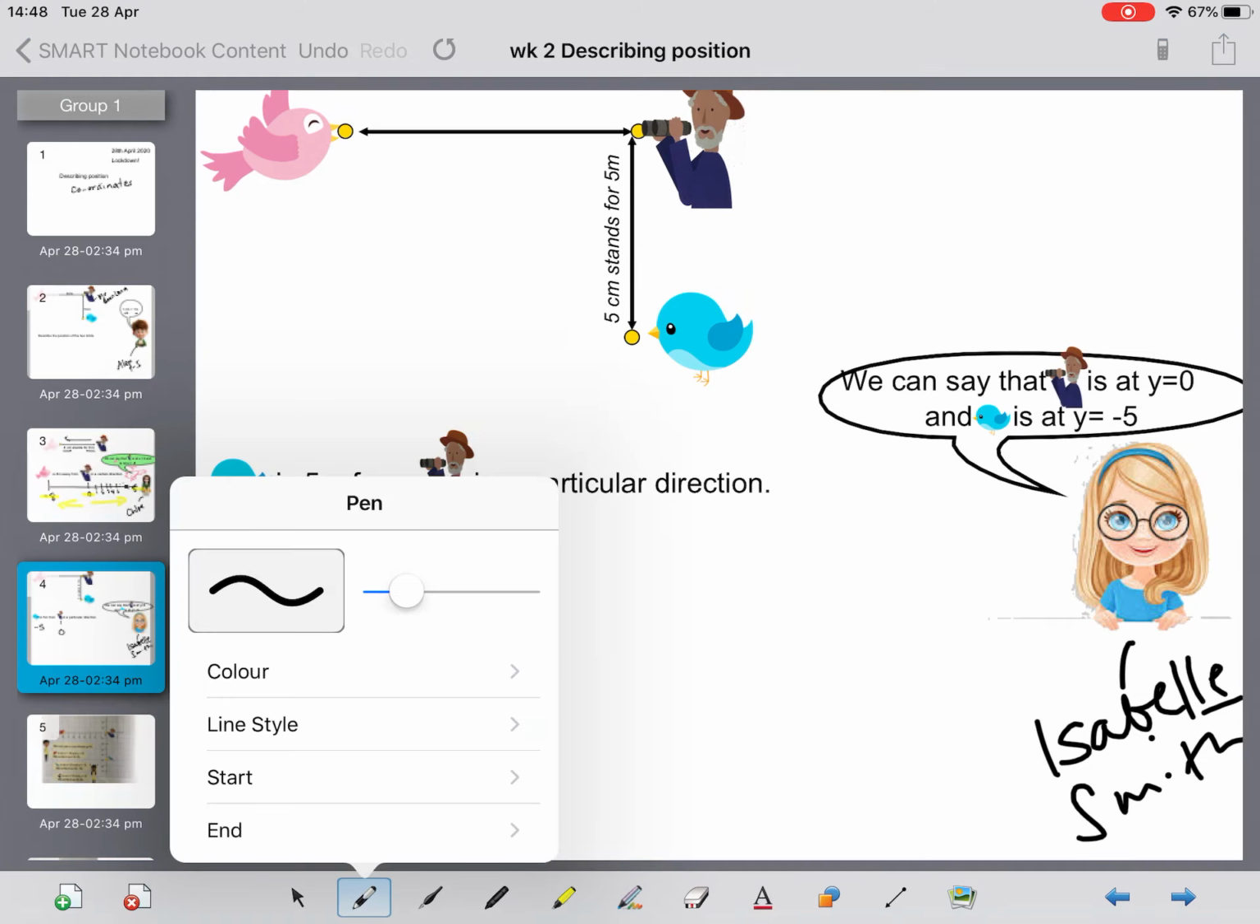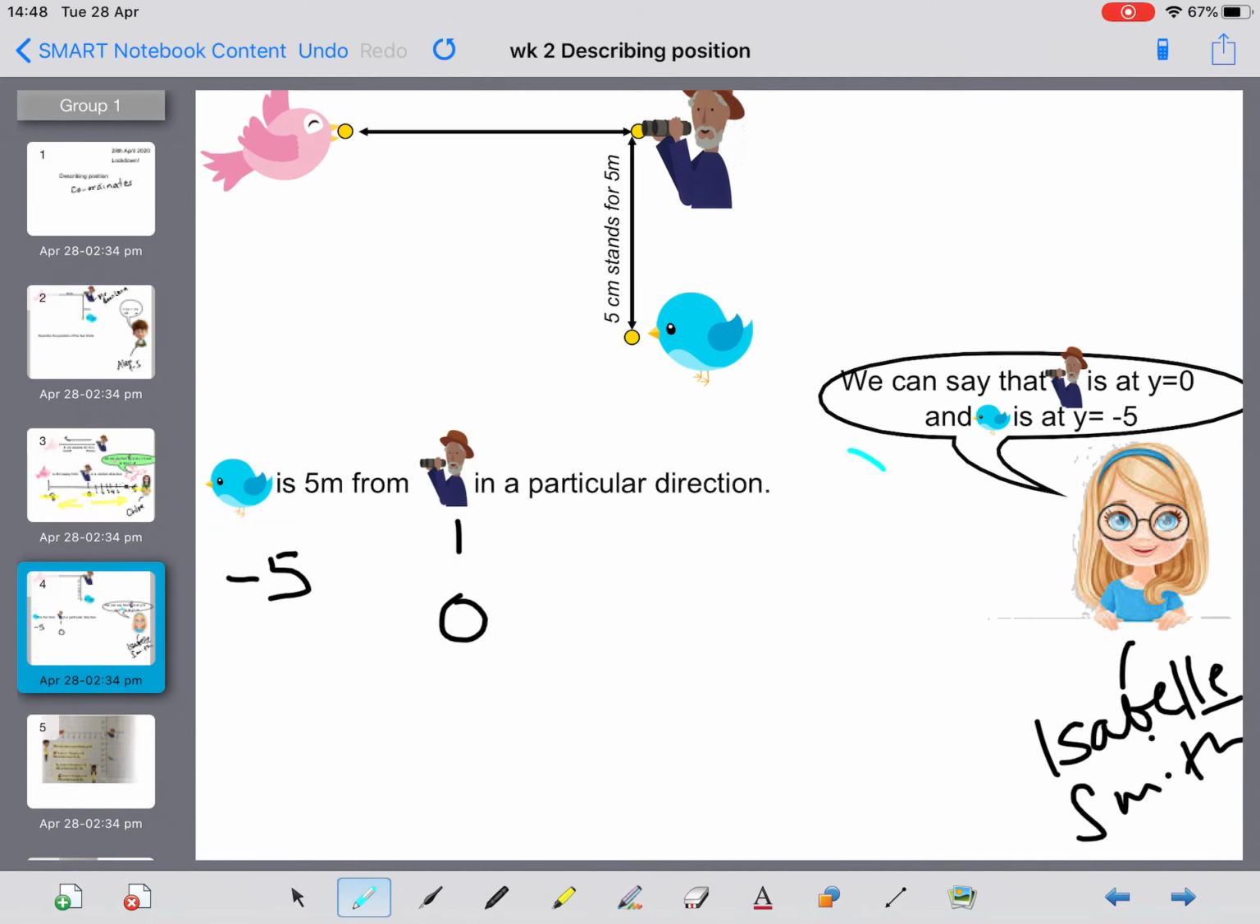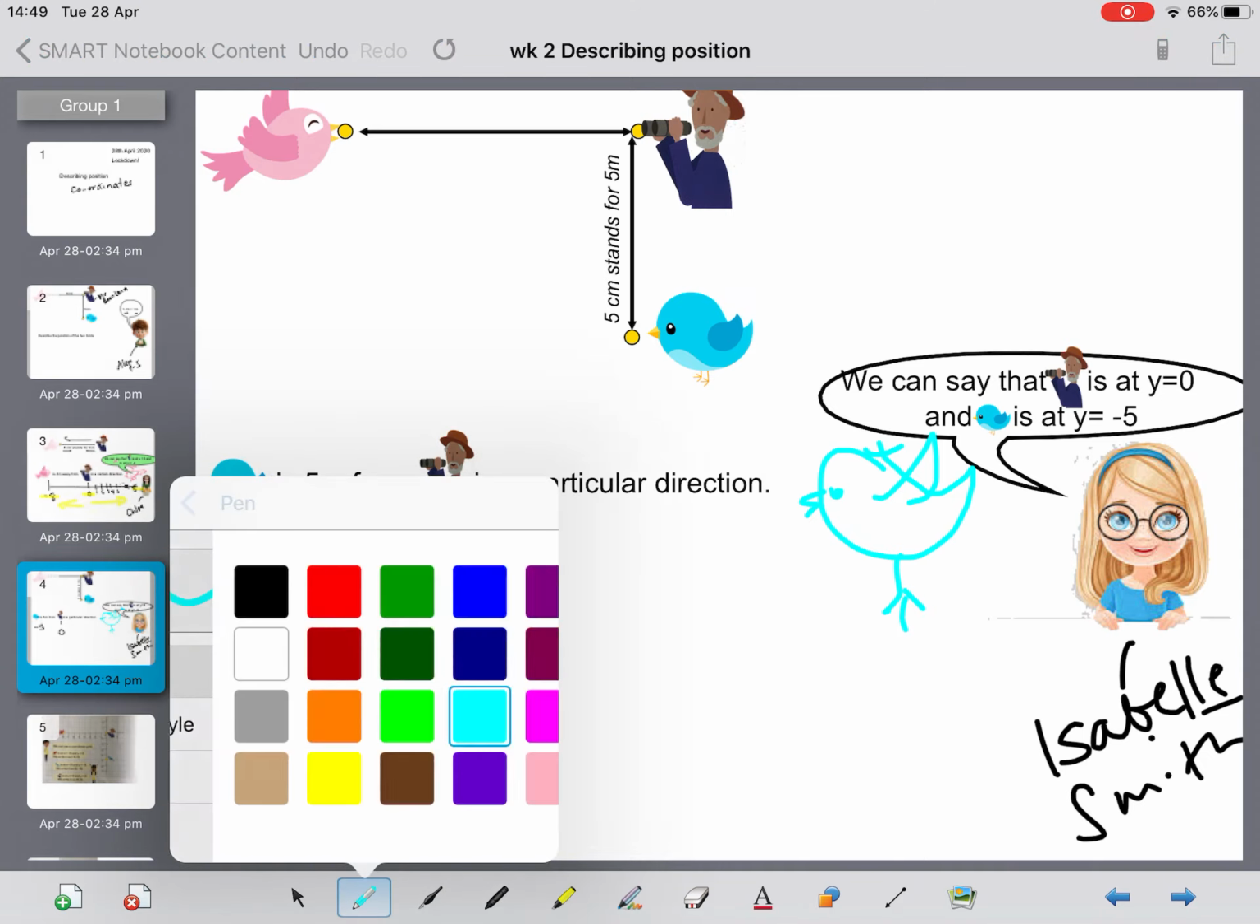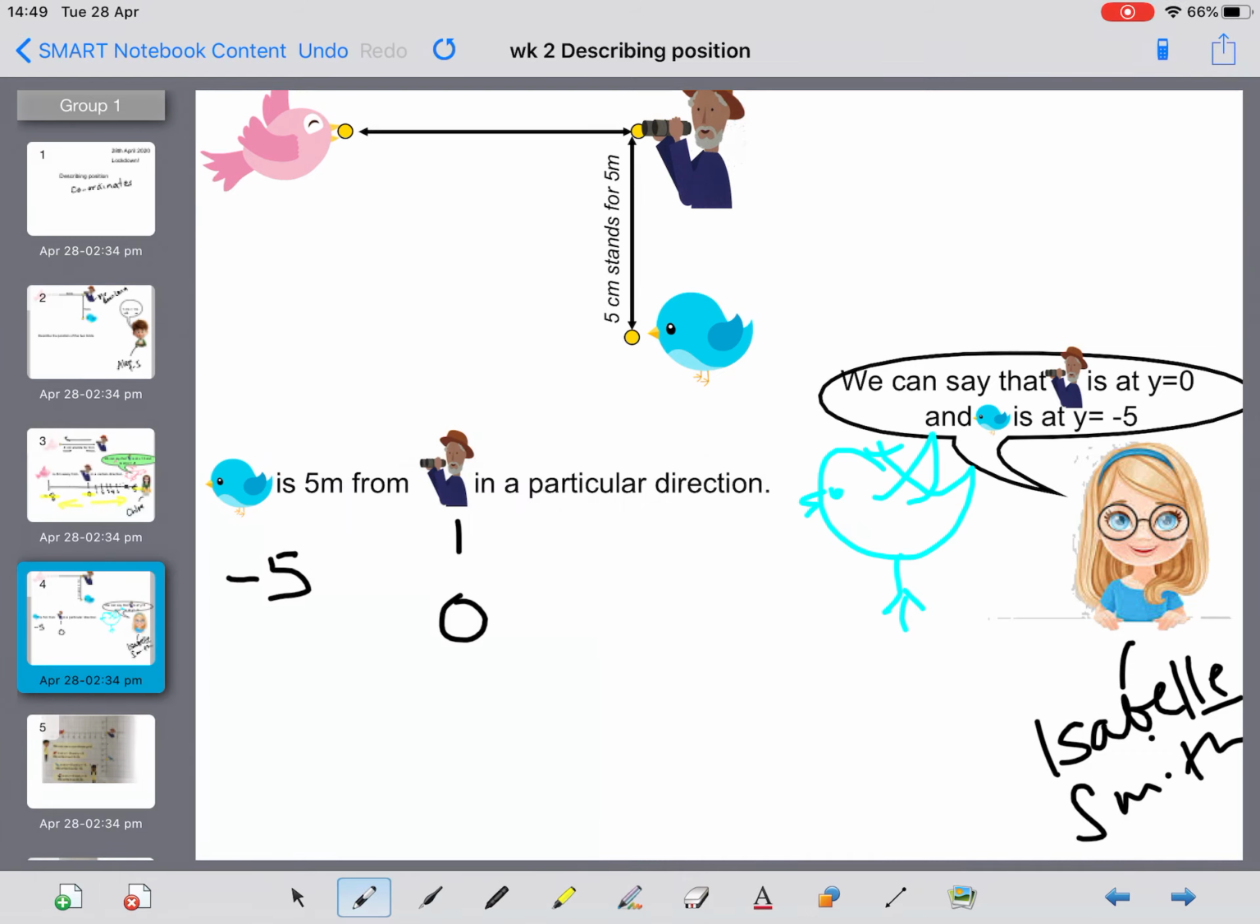And if we had another blue bird, we get to see my marvellous drawing skills again. Looks a bit like a whale, but never mind. I'll put some feet on it then we know it's not a whale. So what do you think the blue bird would be at? The blue bird would be at 5, wouldn't it? Okay.